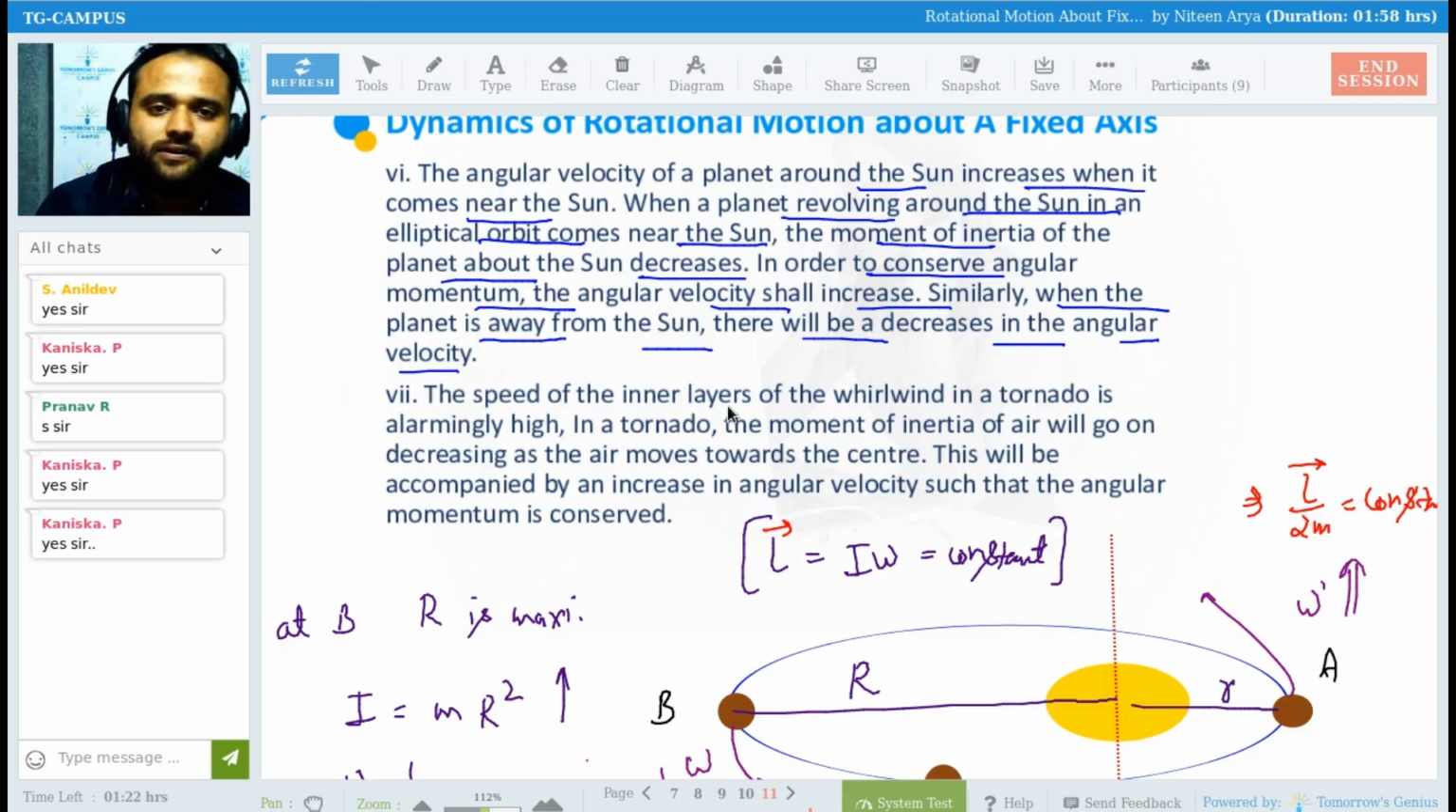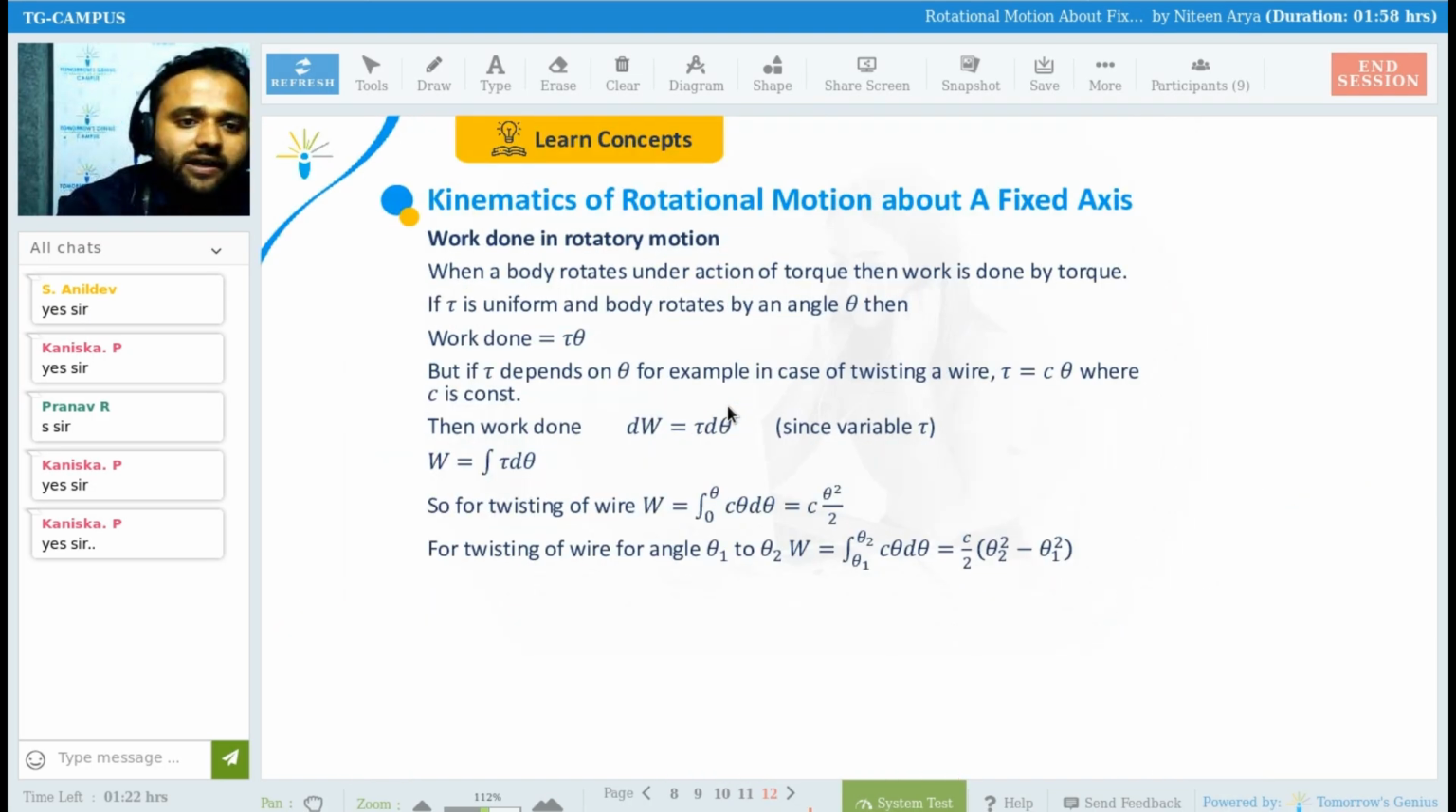Now the next thing is going to be important. We saw so many examples from day-to-day life taking L equals I omega constant. Now we are done with this. Now this is very, very important again. Even an easy one also.